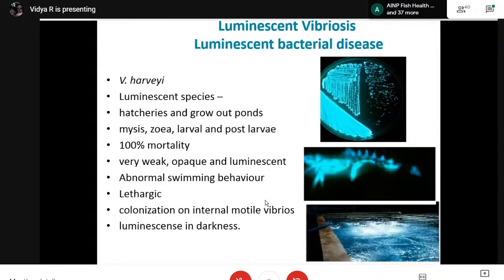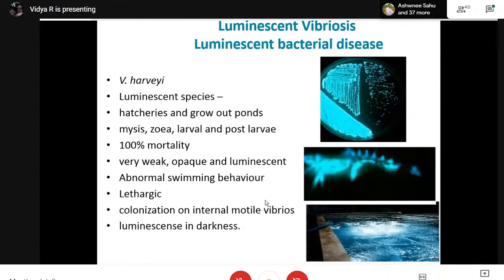We can see the abnormality. This luminosity can be observed only at night. We cannot see this glow in the daytime. So when you want to see them, you have to observe the animals and the tanks at night time. Then we can understand that luminescent bacteria are present in the water system, tank or pond.